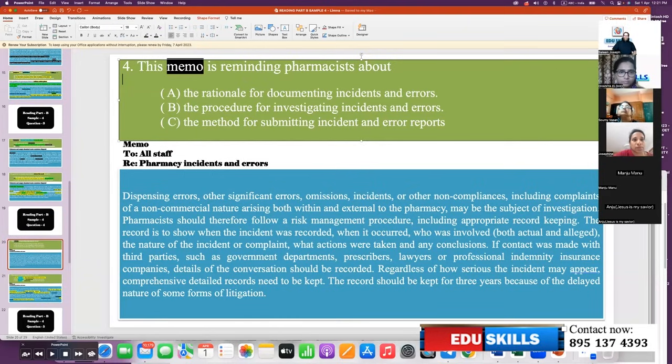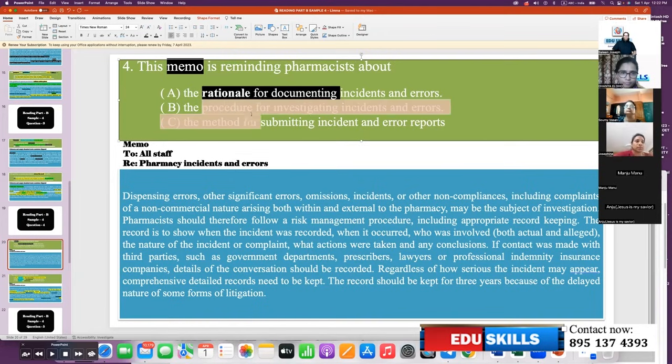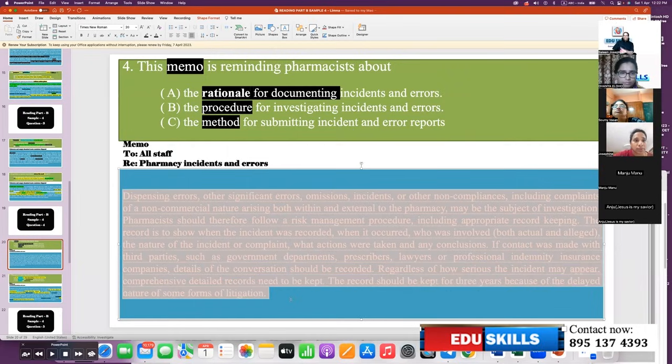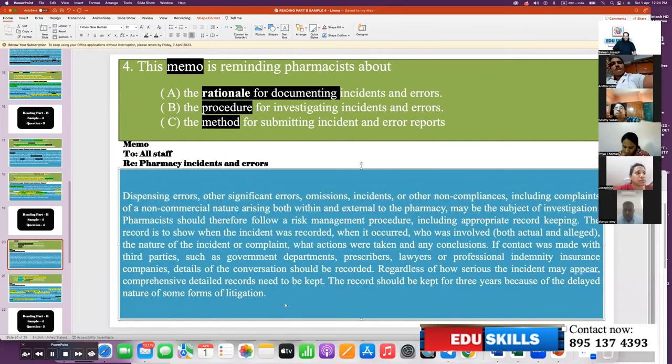Here, the rationale for documenting, or reason for documenting. The main words will be reason, rationale, then procedure, and method. So you see, there are common things you have to understand. One is speaking about reasons being given. The second is speaking about a procedure, meaning step by step you have to do 1, 2, 3, 4, 5. And method means what methods are used. So just listen and find out whether it is speaking about reason or procedure. Read and listen. When you listen, read along.